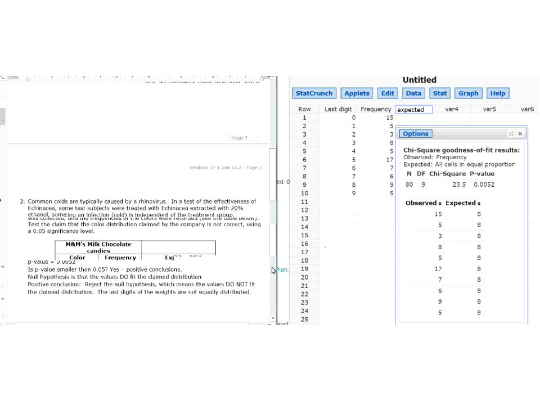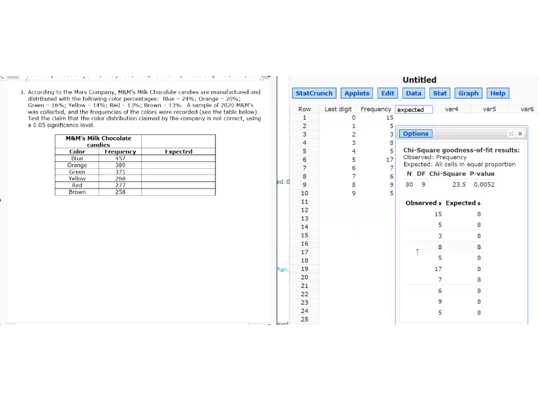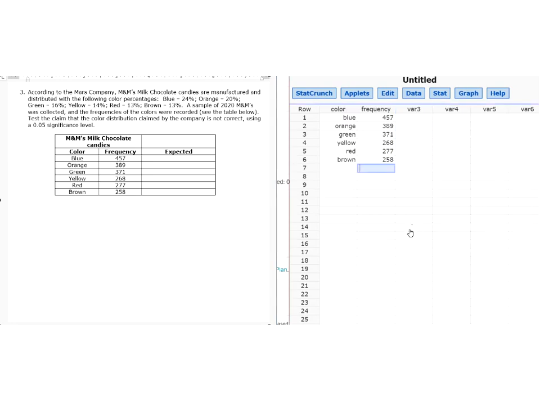Okay, let's do another goodness of fit test, and this is going to look a lot like what you're doing in your discussion, because this one has to do with M&Ms. Okay, so this one, we've got the same idea. We've got a sample, and this was a big sample of 2020 M&Ms. We've got our proportions that the Mars company claimed that they should fit. And to do this in StatCrunch, we're going to have to fill in the expected column. Since this isn't an equal distribution that was claimed, we're going to have to fill in those numbers.